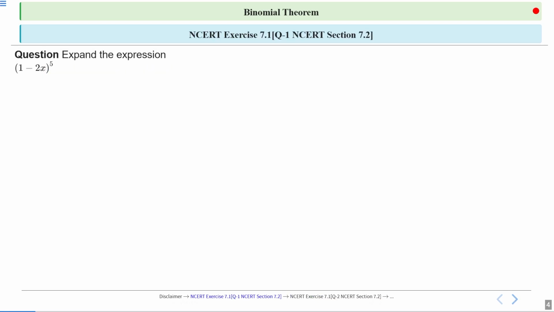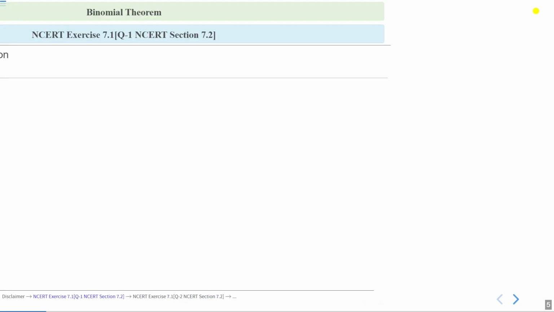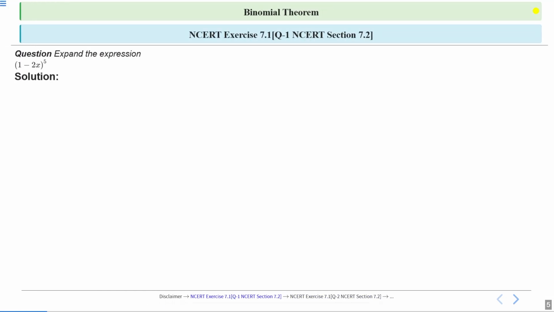Now we will solve NCERT Exercise 7.1. So look at question number 1. In this question we are asked to expand the expression (1 - 2x) to the power 5 using the binomial theorem. Our focus will be on expanding the expression (1 - 2x) to the power 5. So let's solve this question step by step.